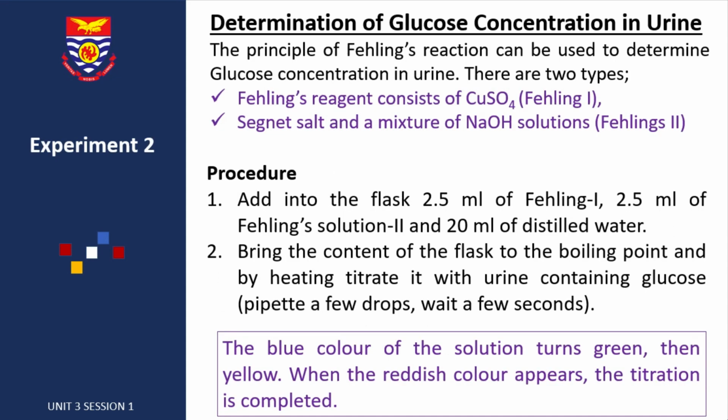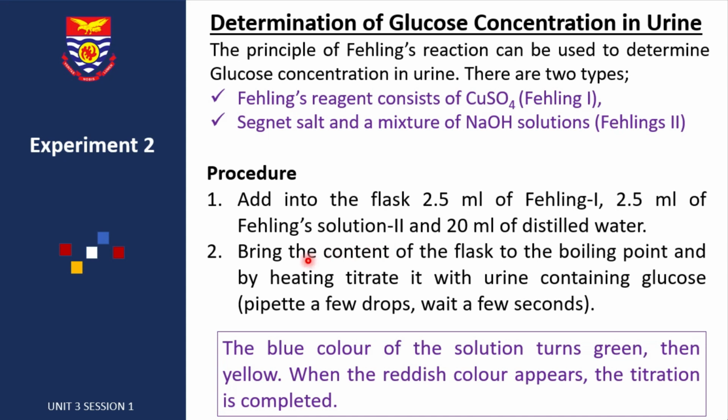Okay, so the next experiment, which is the second experiment, we'll look at the determination of glucose concentration in urine, right? And then we can use the Fehling's reagent 1 and then the Fehling's reagent 2 to help us in this regard. So the experimental procedure goes like adding 2.5 ml of Fehling's reagent 1 and then 2.5 ml of the Fehling's reagent 2, and then of course 20 ml of distilled water.